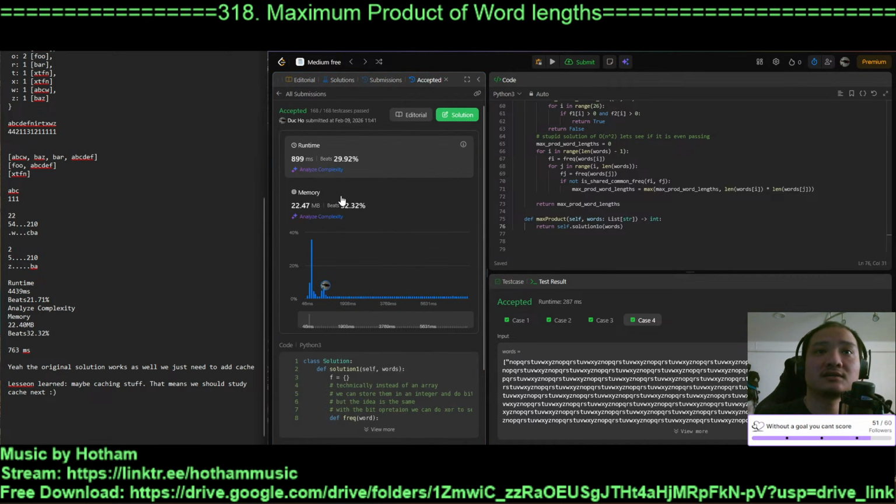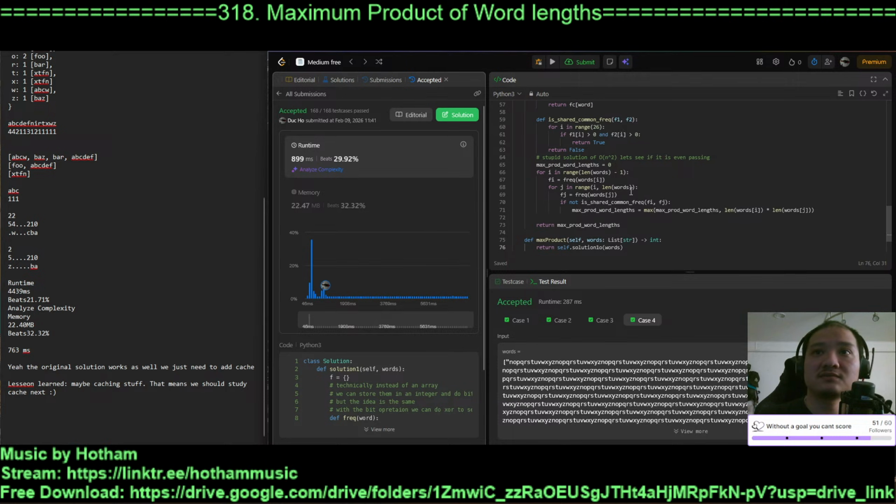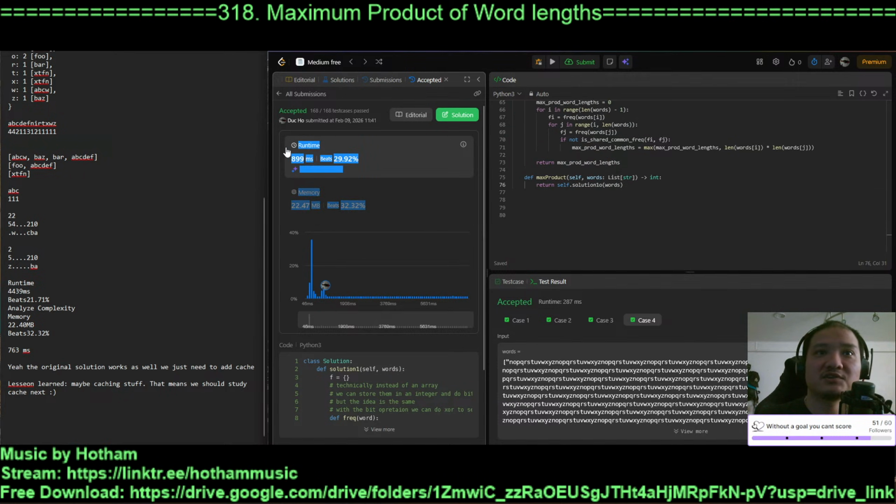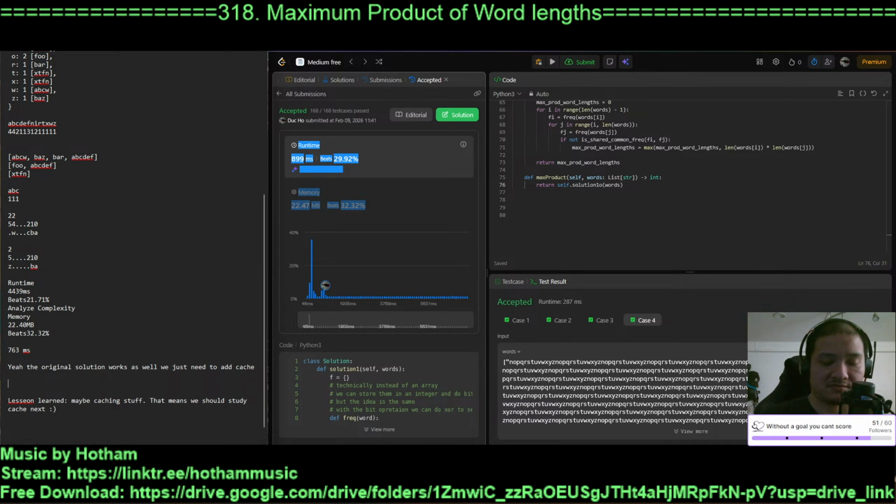This is like, it's worse, right? 899. What? How does this runtime better? It makes no sense to me. What is actually performing better than the bitmask solution?